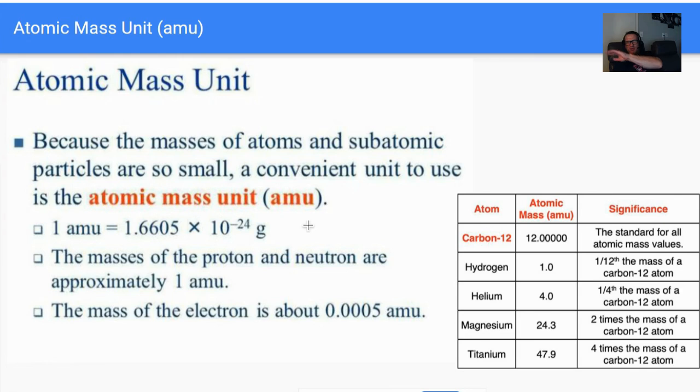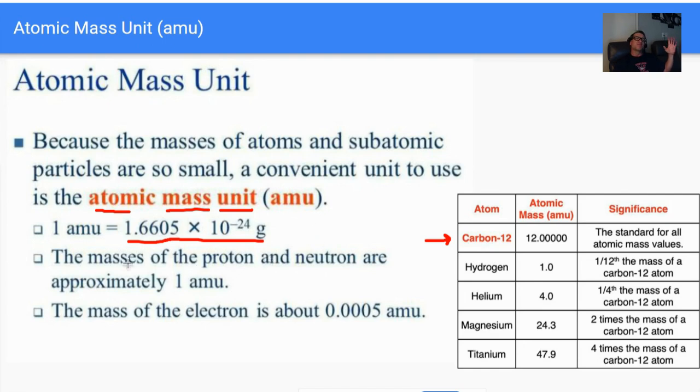Zeros and then a couple numbers, way too small. So they came up with what's called the atomic mass unit. It all has to do with carbon 12. They gave carbon 12 exactly 12 atomic mass units. So basically, 1 AMU is this. This is scientific notation. I don't think you'll need to know this. I'm 99.99% sure you will not. 1.6605 times 10 to the negative 24th grams.